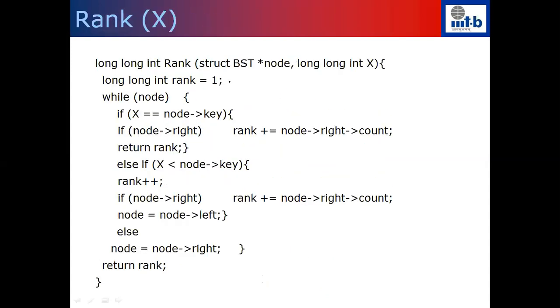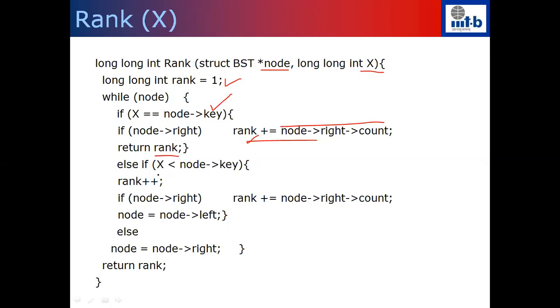So the code for this will look something like this. I want to find the rank of x in the binary search tree. I start with a rank of 1 because this ensures that the rank of a node is 1 plus the number of nodes which are greater than it. If I find this node, I update my rank to be the rank plus the number of nodes on the right-hand side, and then return this rank. So this is what will be my rank.